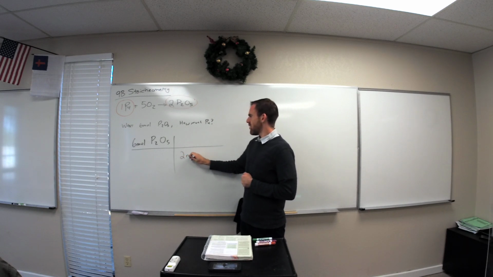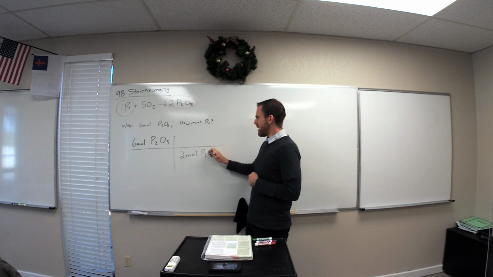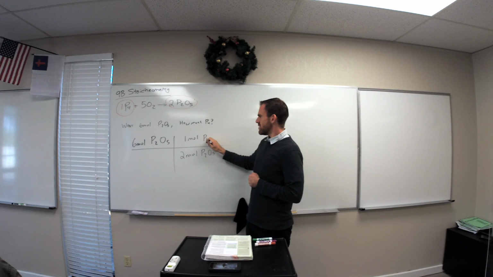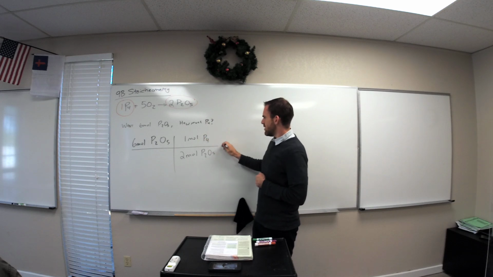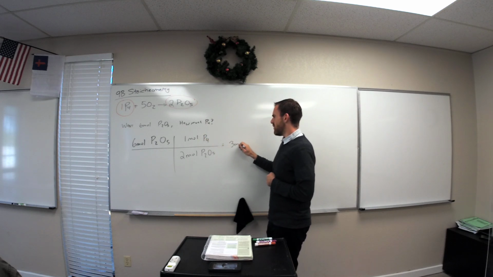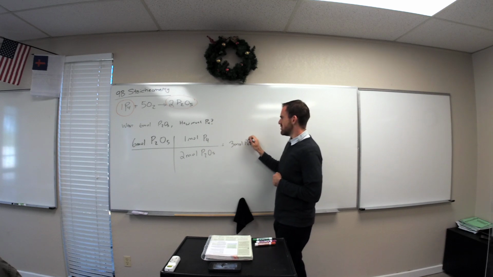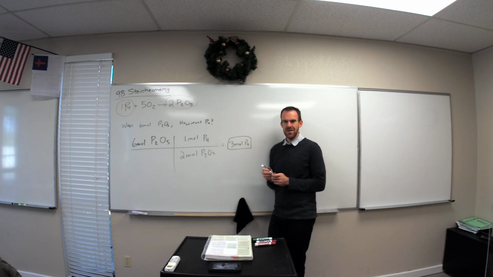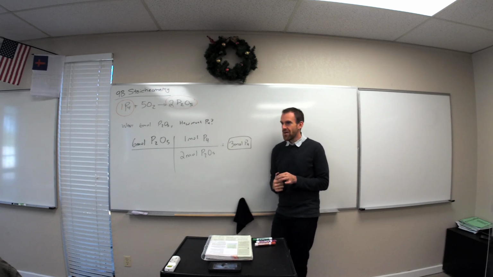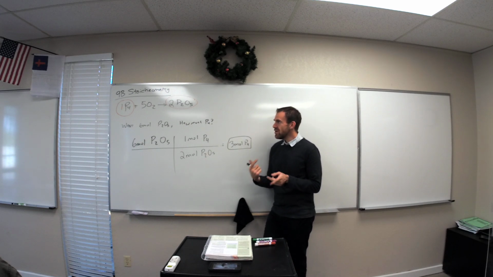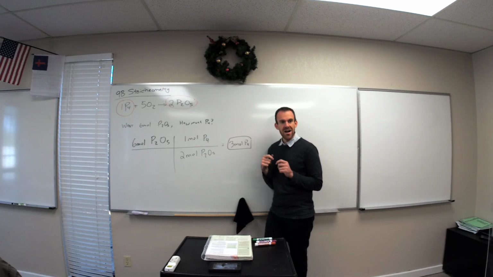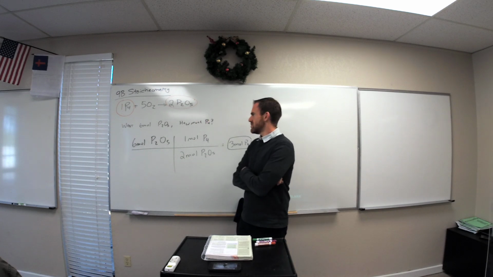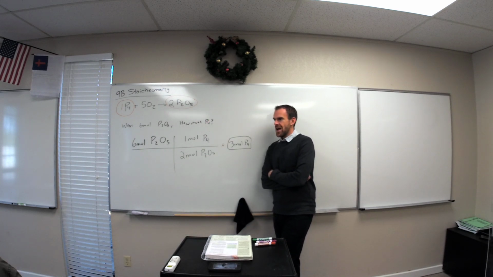2 moles diphosphorus pentoxide per 1 mole phosphorus gets me the result that 3 moles of phosphorus are required to make 6 moles diphosphorus pentoxide. Now, I would like all of you to figure out how many moles of oxygen would be required for the same yield. Go.